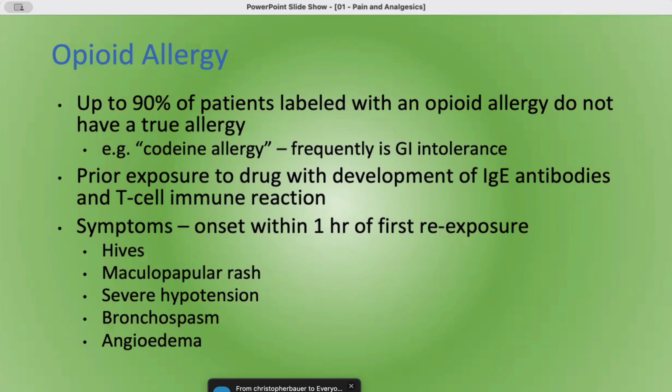You are talking about steroids as well as antihistamines. So we need to suppress the autoimmune response that happens in those cases. But again, most patients who have a so-called codeine allergy, it's usually just either GI intolerance or kind of the histamine-mediated cutaneous effects. All right, is that clear?